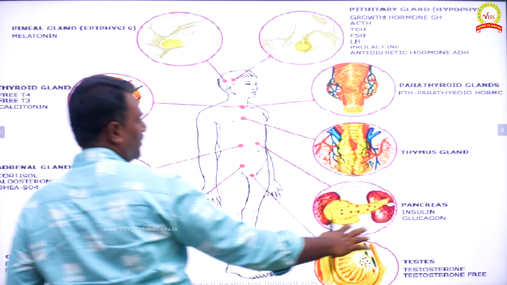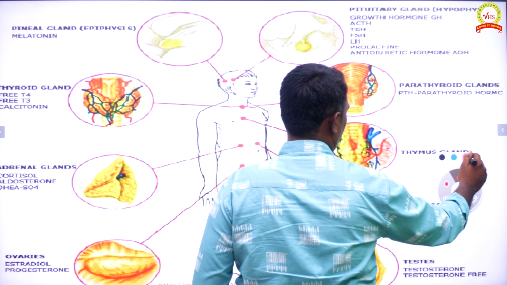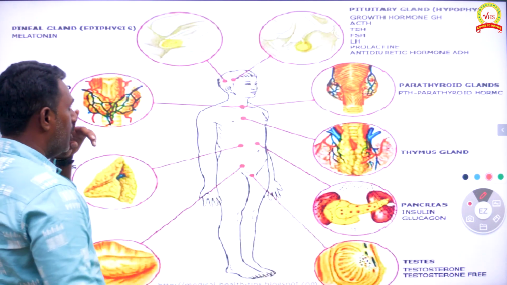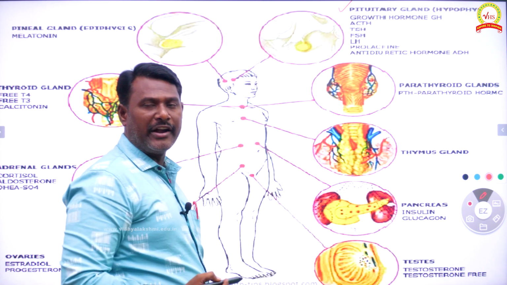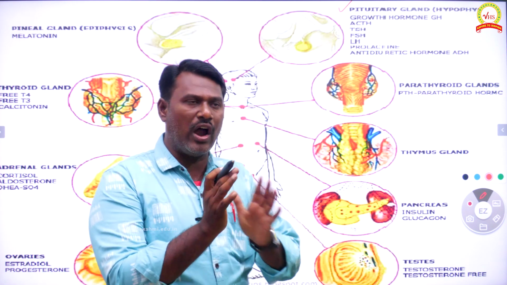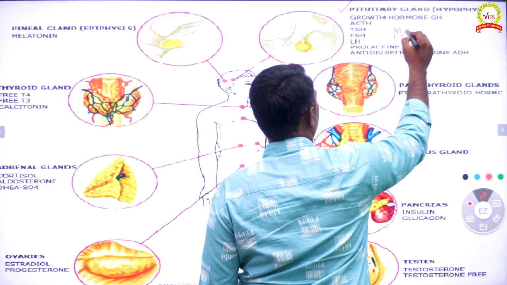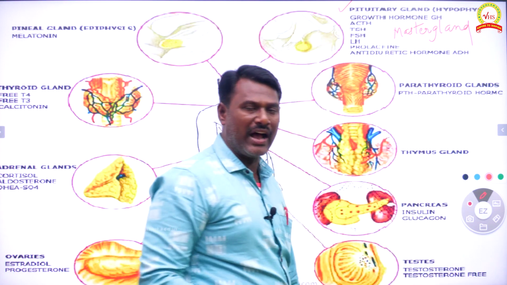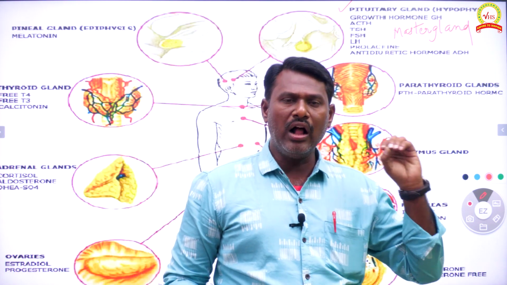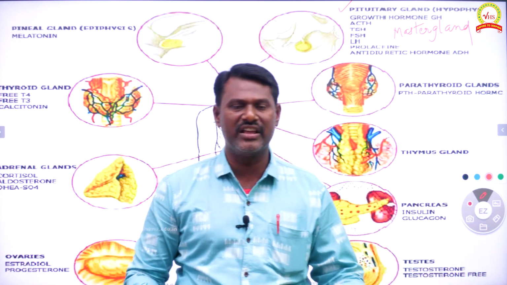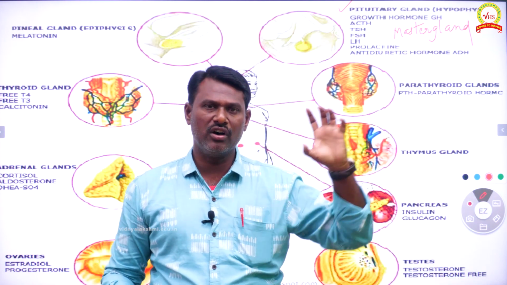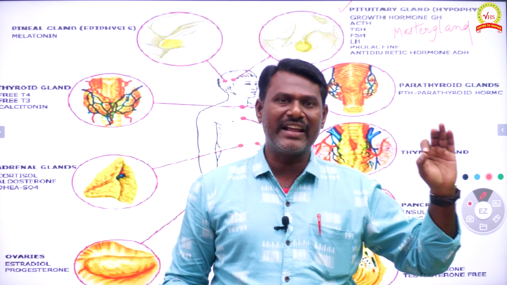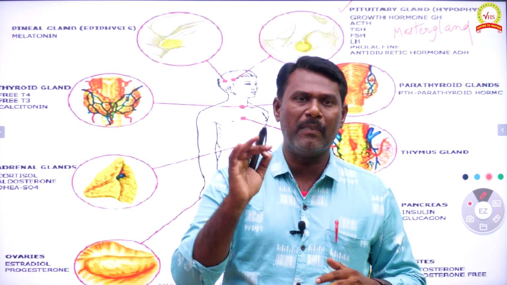Now we can see different types of hormones, starting with the pituitary gland. We already discussed that the pituitary gland is called the master gland of the body. Why? Because of the secretion of all the hormones. Most of the hormones we have discussed in this period, as well as before, are secreted from the pituitary gland. That's why the pituitary gland is called the master gland of the body.